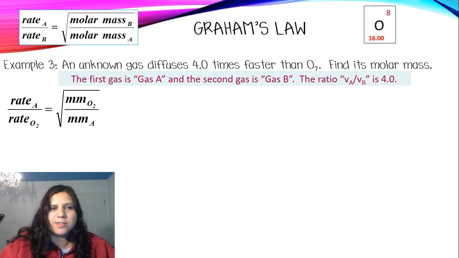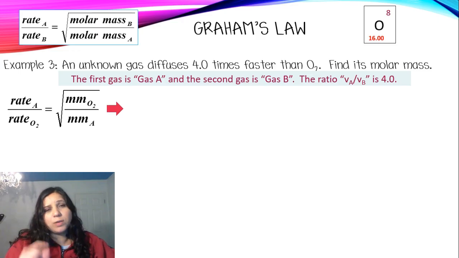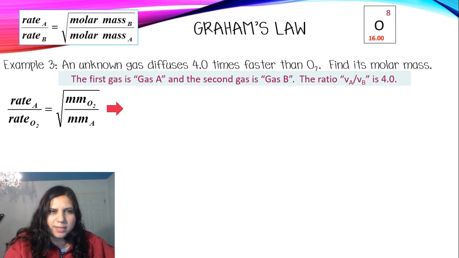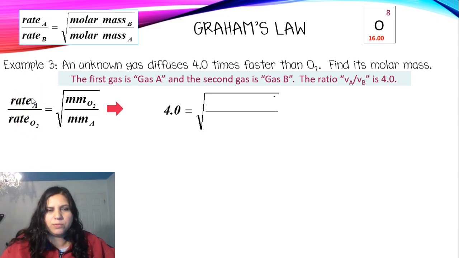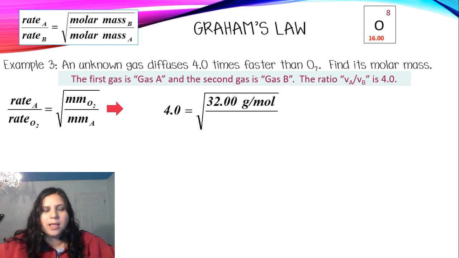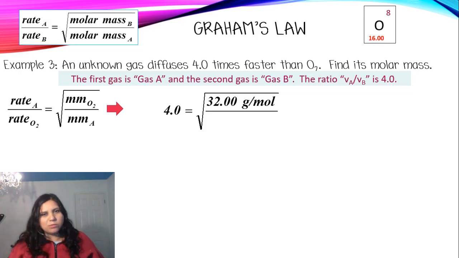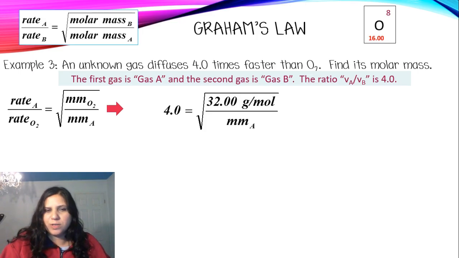So if I fix that, here's what I'm going to do. I actually know the relative rates. It's given to me in the problem. What this is saying, the unknown gas diffuses 4 times faster, is that the relative rates, this over this, is equal to 4. So I'll put that there. That 4 is coming from the question itself. Then we need the molar mass of oxygen, which is 32, and the molar mass of A. We don't know what gas A is, so we just put molar mass A, or you could just put X.